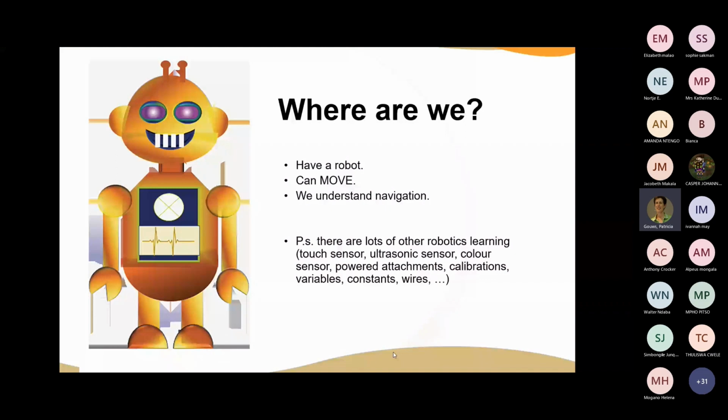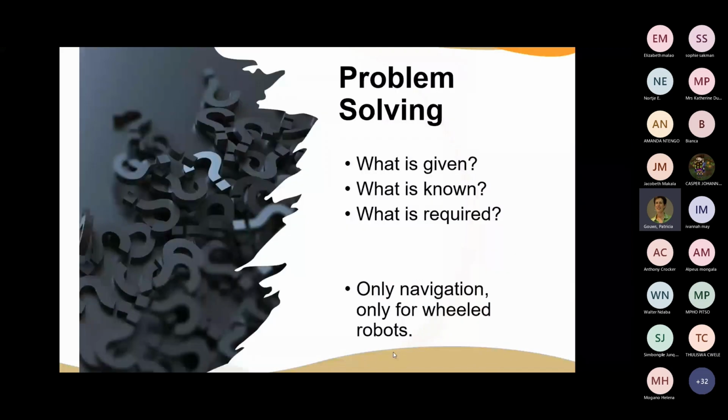Where we are is we have a robot that can move, and we need to understand navigation. And kind of at the bottom, yes, I know we can do touch sensors and optical sensors, but that's not what this is about. This is about getting that basic chassis to move forwards, backwards, left, right. Okay. And whenever you look at solving a problem, you must look at what is given, what is known, and then what is required. Okay. And again, I'm going to emphasize, we're only doing navigation for wheeled robots. The next level is the next level. And so there's much more than that.